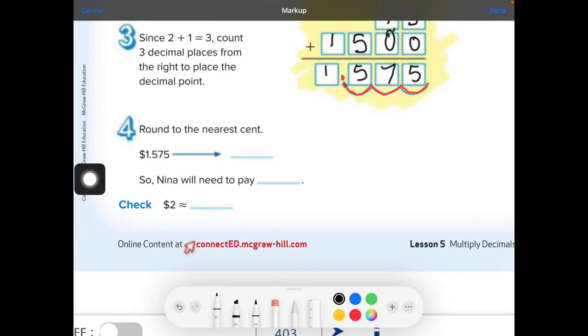$1 and all of this gobbledygook behind it. To the nearest cent. Well, I know when I'm dealing with dollars, that's my nearest cent, or the column that would help us do the nearest cent. This number is going to determine what happens. So that 5 is going to raise that 7 to an 8. So we're going to have a dollar sign with 1.58. So Nina will need to pay $1.58. So $2 was pretty close to the actual answer of $1.58.